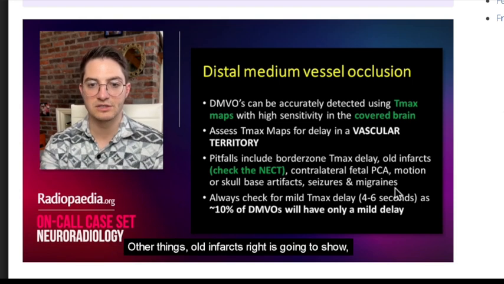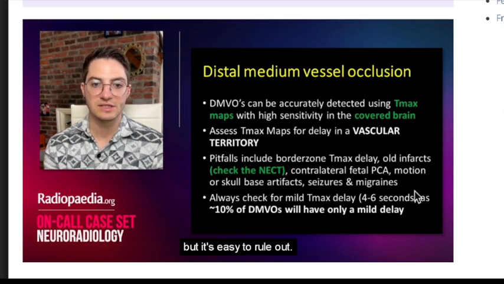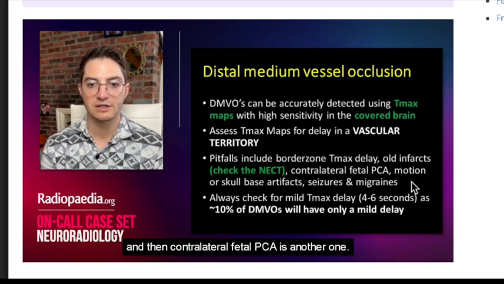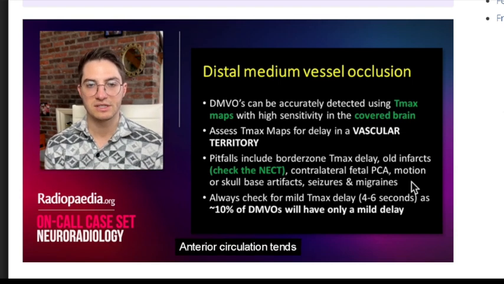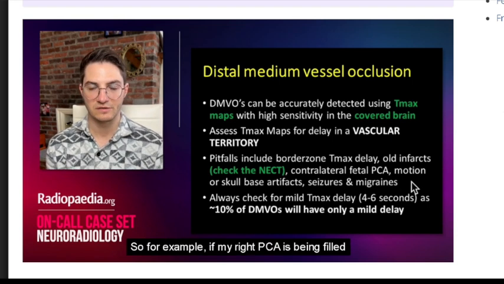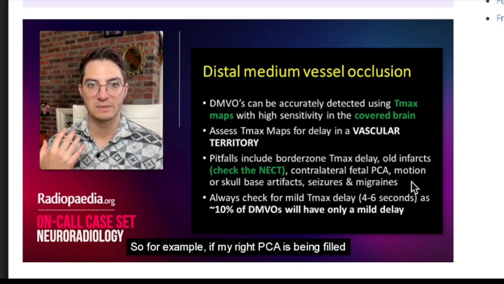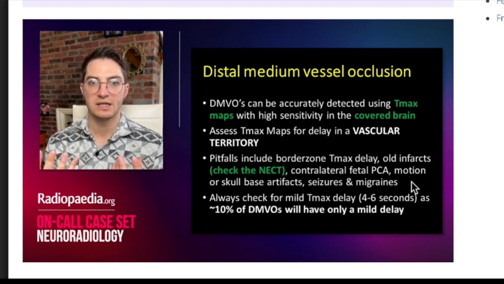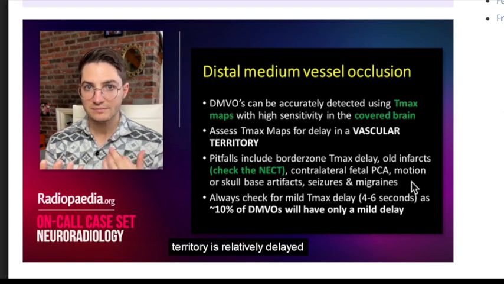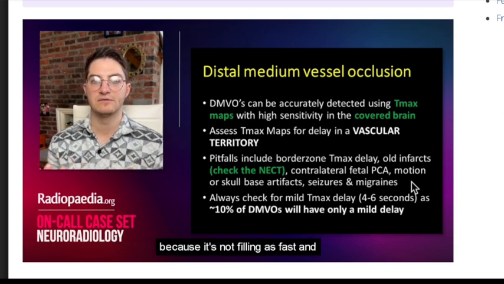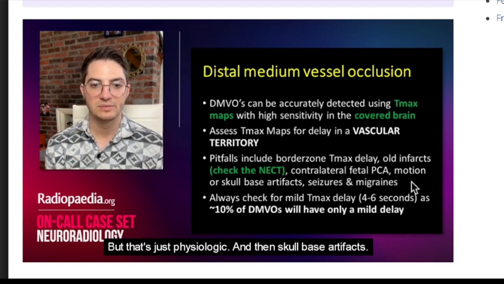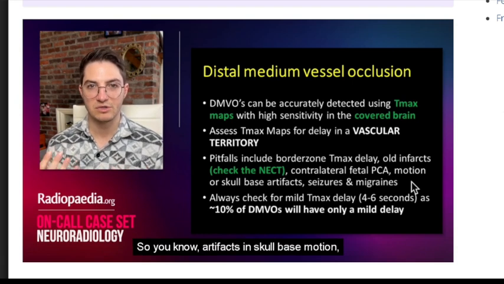Other things: old infarcts are going to come up as a Tmax delay, but it's easy to rule out. Just look at your non-con CT, and it should be very hypodense and chronic. Then contralateral fetal PCA is another one. Anterior circulation tends to fill a bit faster than the posterior circulation. So for example, if my right PCA is being filled by my anterior circulation because it's a fetal type, it'll look like my other PCA territory is relatively delayed because it's not filling as fast, and the computer can show a relative delay on that side. But that's just physiologic. And then skull base artifacts, such as motion, but they're usually not in a vascular territory and are pretty easy to tell apart.